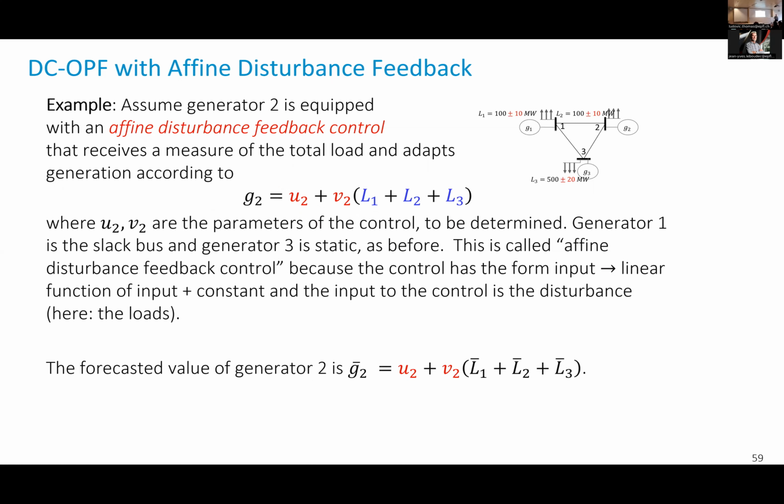So here's perhaps the simplest of all adaptive systems we could imagine, the simplest of all control laws. We would say, for example, G3 is too expensive and we don't touch it. But G2, we adapt it with what is called a governor. So a system that will adapt the speed of the generator, the power generated, to some input signal, which in this case is the sum or an estimate of the sum of the loads here. And the output is a constant plus a coefficient times the input variable.